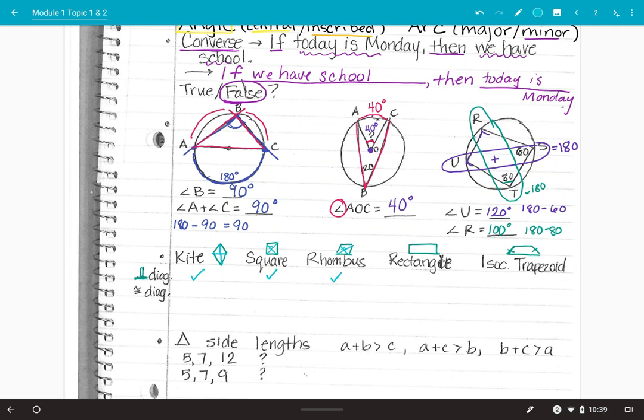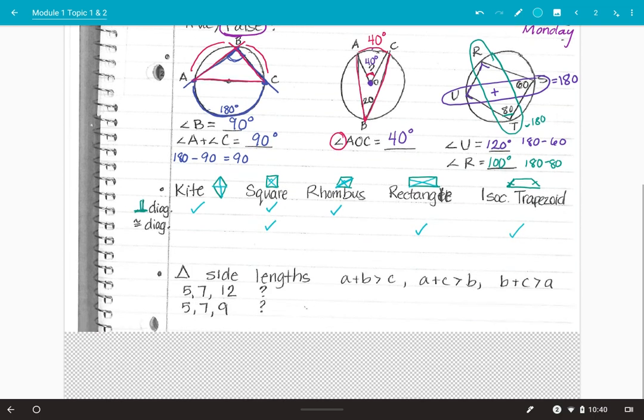Now, if we look at the diagonals that I drew, are they the same size? Are they going to be the same measurement? The kite is not, okay? The square, yes it is, because if the sides are all the same, then the diagonals are going to be the same. But the rhombus, this side going this side is definitely longer, so it's not going to be the same. Rectangle, our diagonals are going to be the same size, and isosceles trapezoid is. But if it's a regular trapezoid, it's not going to be the same size, okay?